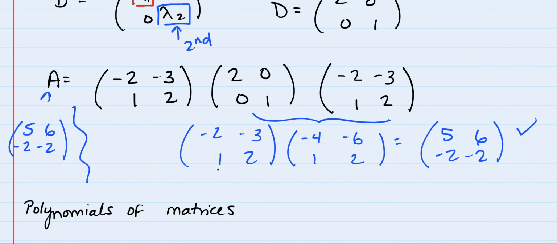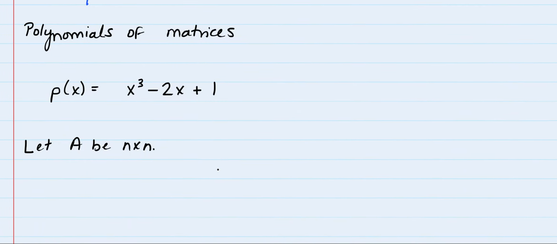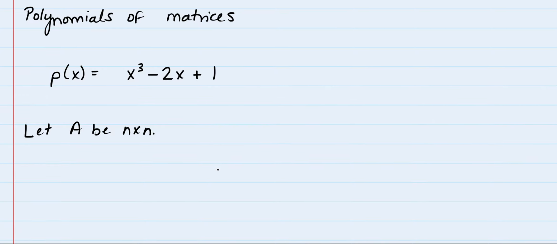So the next thing I want to talk about is things we can do with a matrix, and if it's diagonalizable, how we can calculate things quickly. So we're going to talk about polynomials of matrices. Just like a regular polynomial, like this one right here, you see that we have p of x is equal to x cubed minus 2x plus 1. We can talk about polynomials involving matrices.